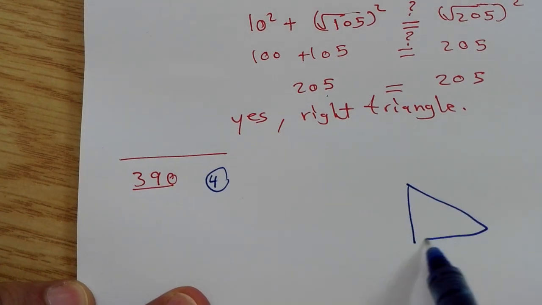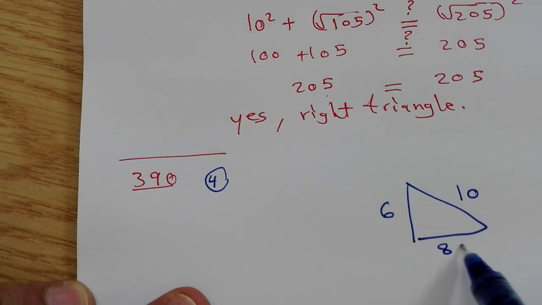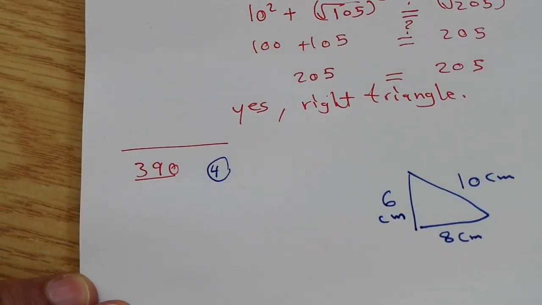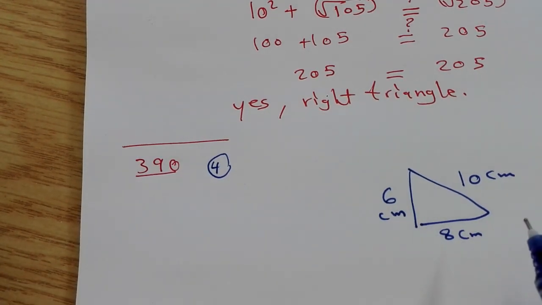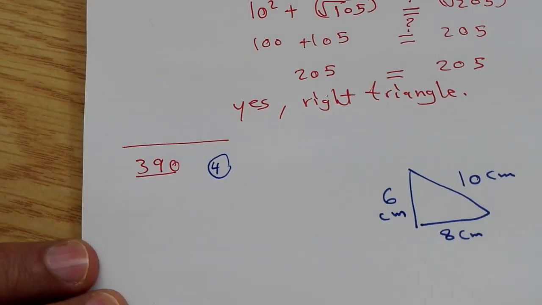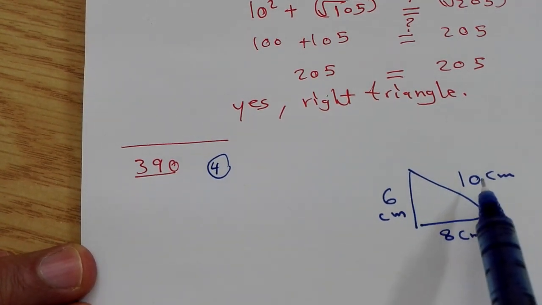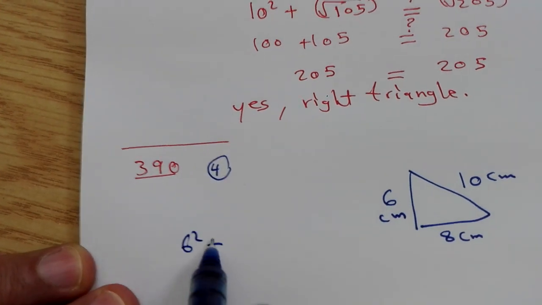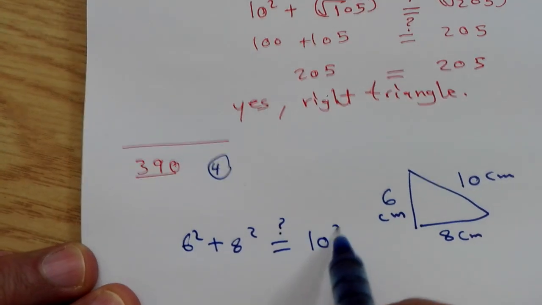I'll draw it again here: 6, 8, and 10. Of course, many of my students will say that this triangle 6, 8, and 10 is a right triangle, but the question says explain. So we must show why it's a right triangle. Of course, don't begin with the longest side. We'll start with 6 and 8. 6 squared plus 8 squared. Is this equal or not to 10 squared?